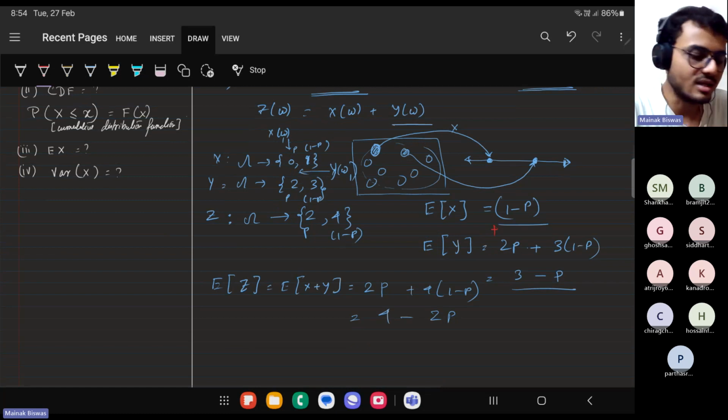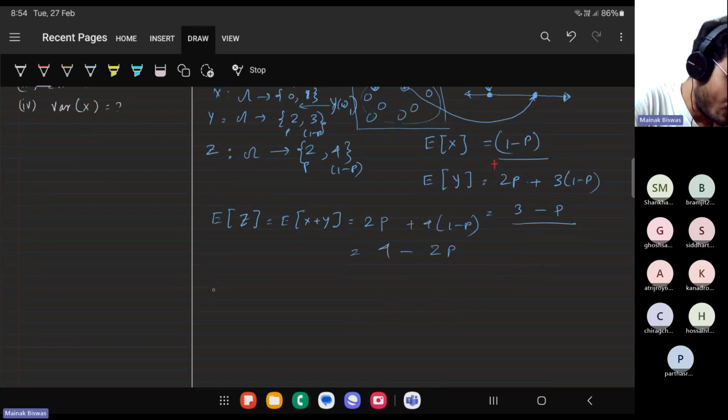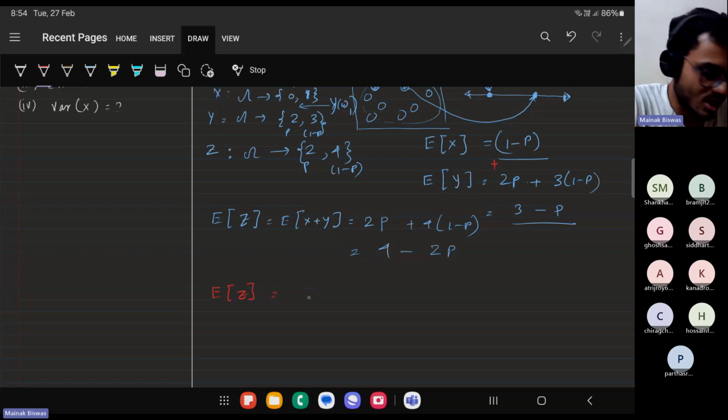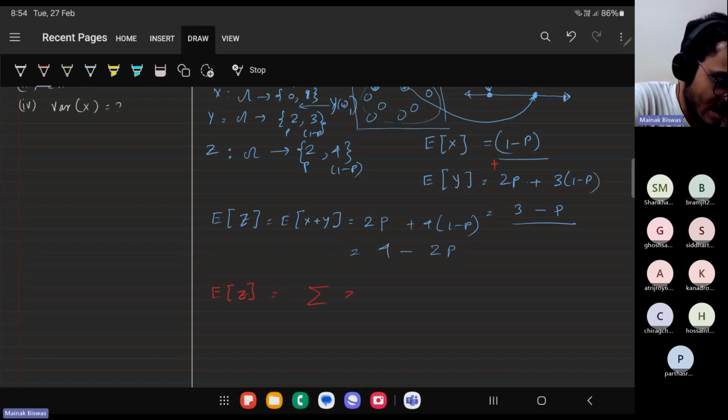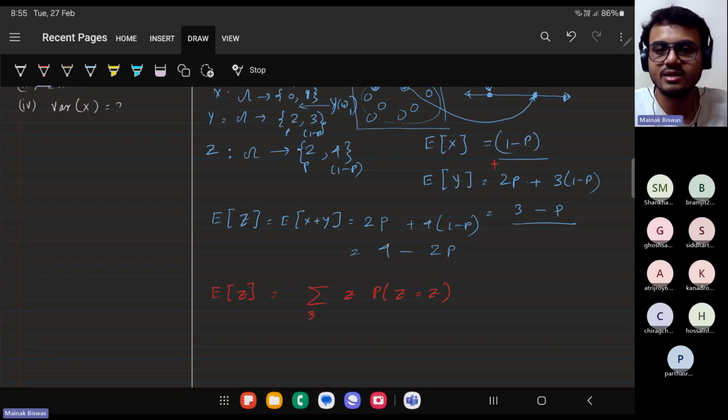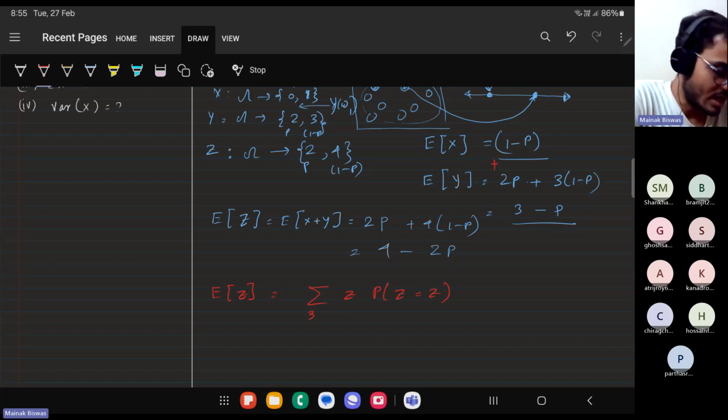I'm showing you now mathematically. Just look at it. If you write the expected value of Z, someone else please tell me what it would be in terms of the definition. Do you agree this is the sum of z times the probability that Z is equal to z, yes or no, over all possible values of Z? That's what I wrote here.